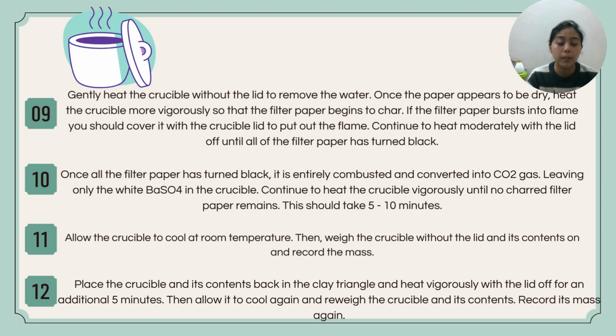Once the paper appears to be dry, heat the crucible more vigorously so that the filter paper begins to char. If the filter paper bursts into flame, you should cover it with the crucible lid to put out the flame. Continue to heat moderately with the lid off until all of the filter paper has turned black. Once all the filter paper has turned black, it is entirely combusted and converted into CO2 gas, leaving only the white barium sulfate in the crucible.